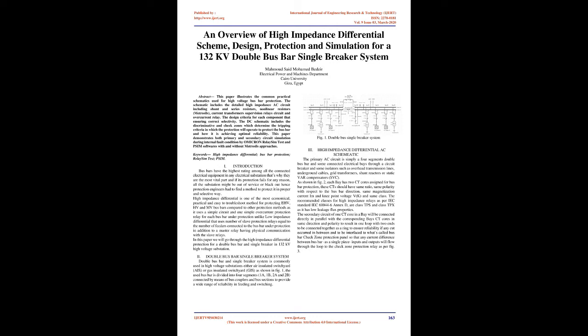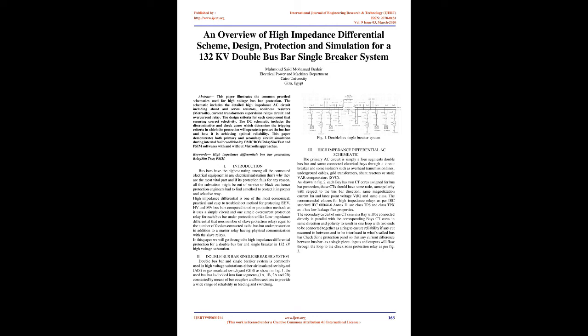High impedance differential is one of the most economical, practical, and easy to troubleshoot methods for protecting EHV, HV and MV busbars compared to other protection methods, as it uses a simple circuit and one simple overcurrent protection relay for each busbar under protection, unlike low impedance differential that uses a number of slave protection relays equal to the number of feeders connected to the busbar under protection, in addition to a master relay having physical communication with the slave relays.